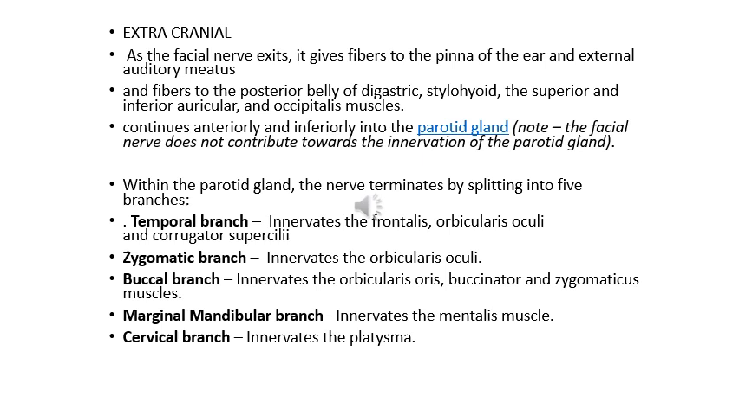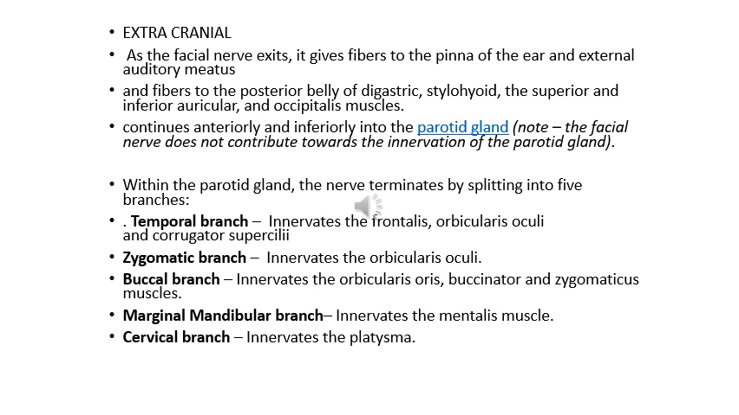That is the temporal branch, zygomatic branch, buccal branch, mandibular branch, and the cervical branch. The temporal branch innervates the frontalis muscle in your forehead, for wrinkling of your forehead. Orbicularis oculi, that is closing of your eyelid, and corrugator supercilii, that is responsible for the movement of your eyebrows.